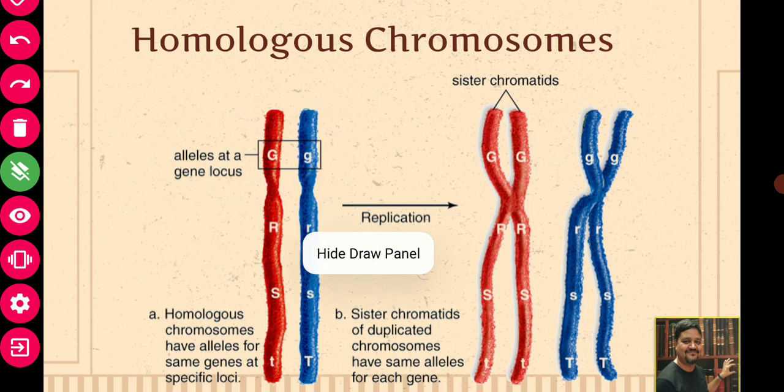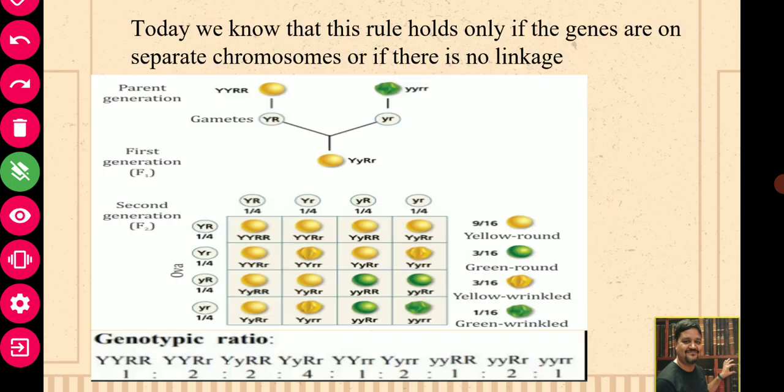Now if you see it diagrammatically, or in the form of a Punnett square that we have already seen in the last lecture. Okay, before that, today we know that this rule holds only if the genes are on separate chromosomes or if there is no linkage.